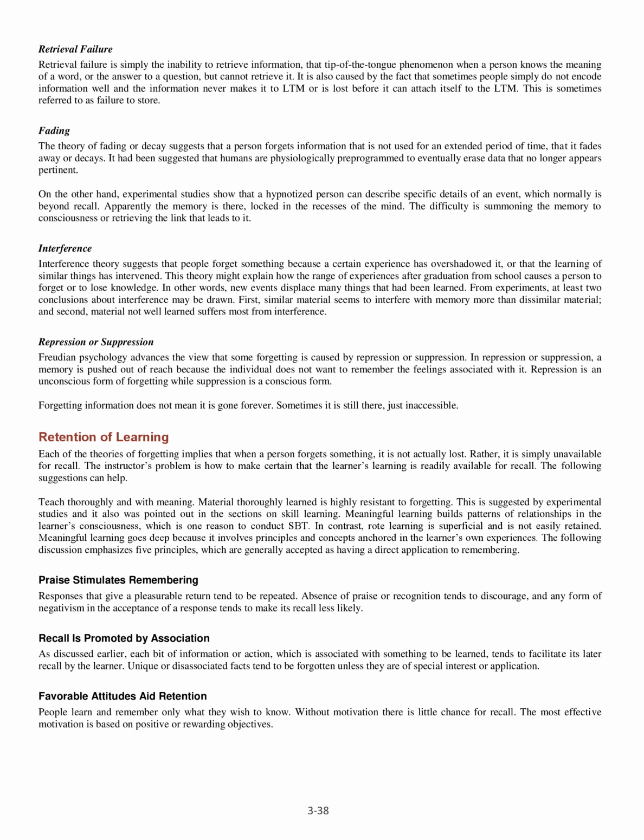Interference theory suggests that people forget something because a certain experience has overshadowed it, or that the learning of similar things has intervened. This theory might explain how the range of experiences after graduation from school causes a person to forget or to lose knowledge. In other words, new events displace many things that had been learned. From experiments, at least two conclusions about interference may be drawn. First, similar material seems to interfere with memory more than dissimilar material, and second, material not well learned suffers most from interference.